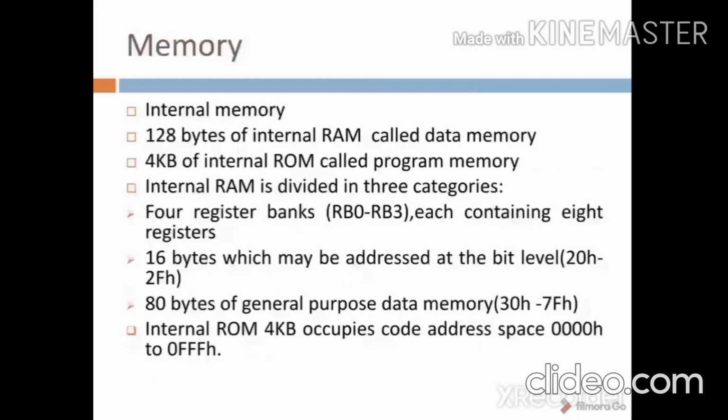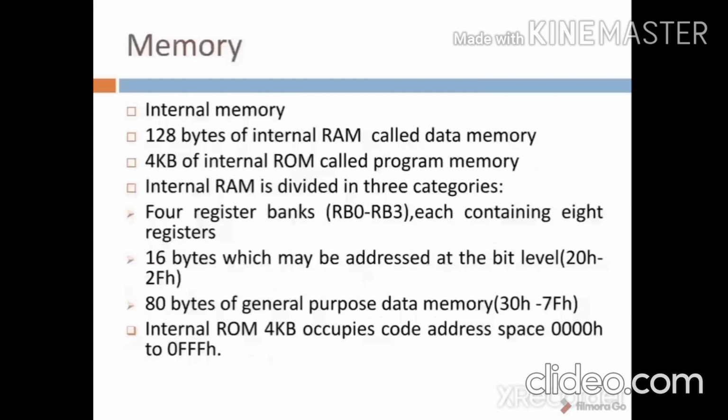Then memory. It contains internal memory like 128 bytes of internal RAM, and this memory is called data memory. Then 4 kilobytes of internal ROM, and this memory is called program memory. The internal RAM is divided into 3 categories. First is 32 bytes, that means 4 register banks, RB0 to RB3, each containing 8 registers.